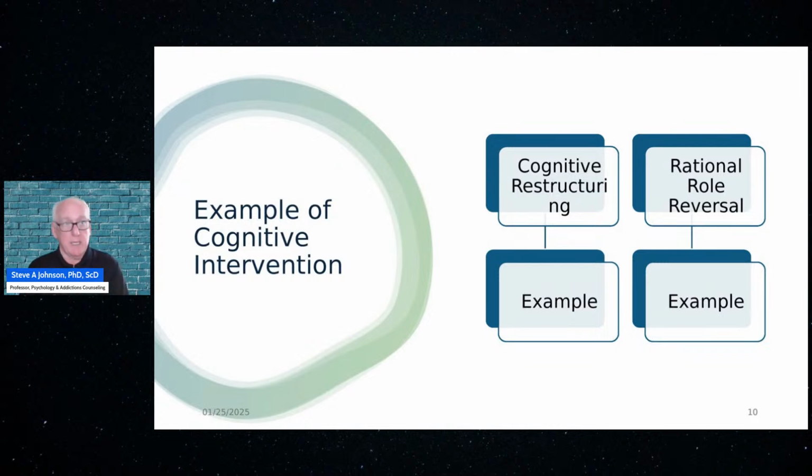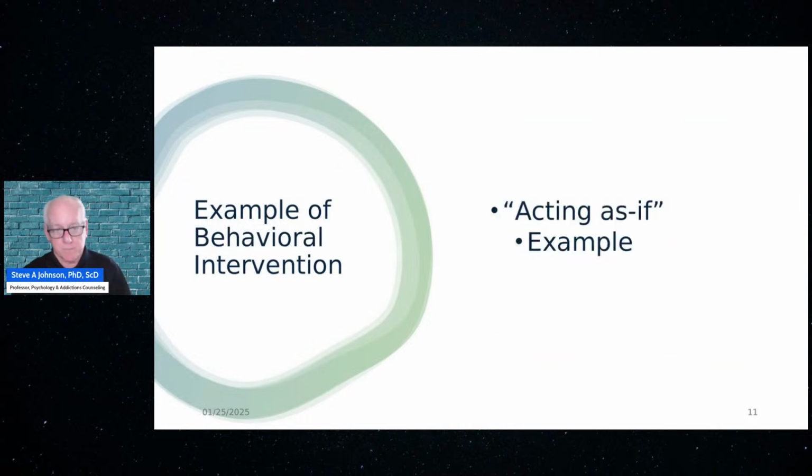Now, there's a technique and a sheet that I often give to my clients. If you're interested in it, let me know, and I will post that next week. It's called the zigzag technique. And we give the zigzag sheet to the clients, and they can use this between sessions when we are not there to do this rational role reversal. So these are examples of two cognitive interventions.